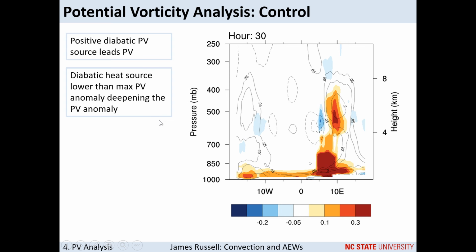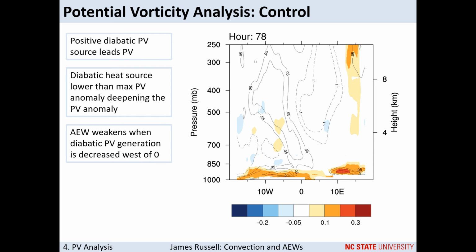And then we also see, this is a really important result from this study, that the diabatic heat source, or the diabatic PV source, tends to lower the maximum PV anomaly and deepens that PV anomaly. So this PV structure here is what we get from this result here. And that has implications for hurricane genesis, and I'll talk a little bit more about that in the summary.